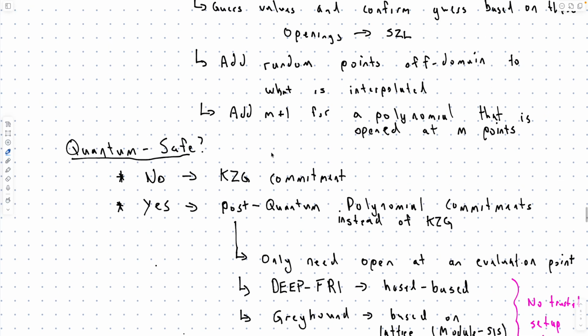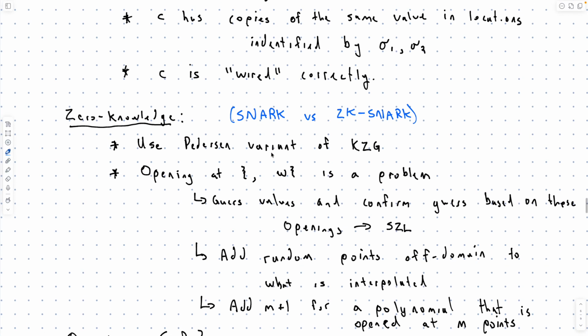Yeah. Can you say more about add n plus 1 for polynomial is open at n points, the last thing there? Add n plus 1 what? Points? Oh yeah, sorry, add m plus 1 points. Thank you.